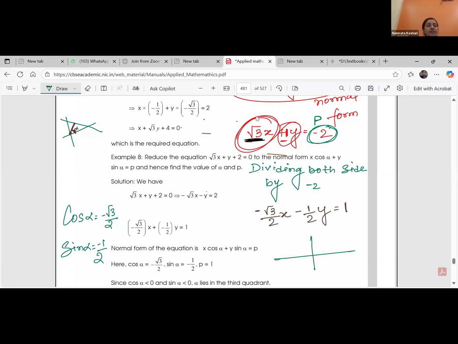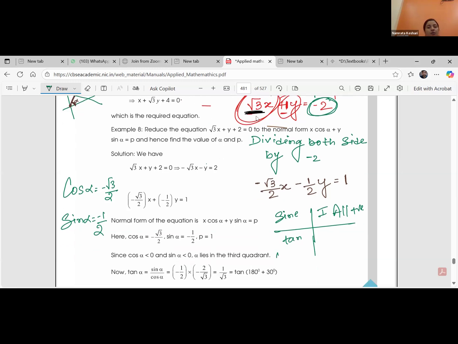In which quadrant are cos and sine both negative? In the first quadrant, all trigonometric ratios are positive. In the second quadrant, sine is positive. In the third quadrant, tan is positive, which means sine and cos are both negative. Yes or no? Is it making sense?